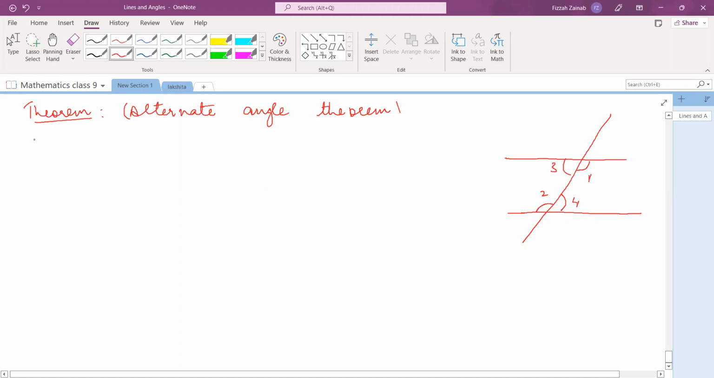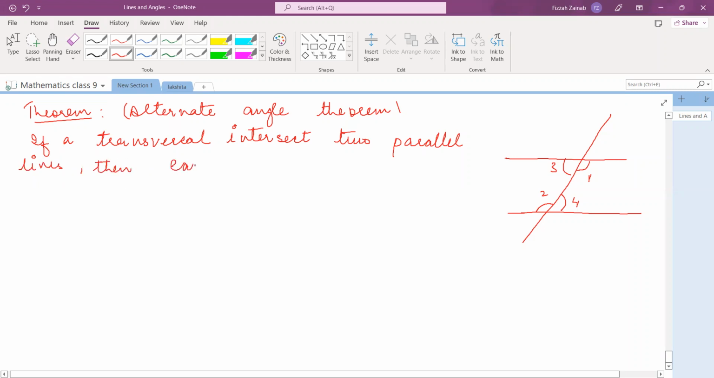Just write down one line. If a transversal intersects two parallel lines, then each pair of alternate interior angles is equal. Understood?